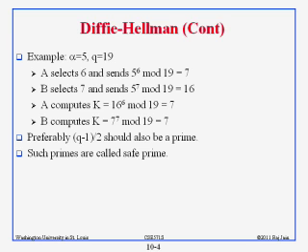Alright, it is preferable that Q be a prime such that (Q minus 1)/2 is also a prime. Such primes are called safe primes, and they are safer than other primes. So that's just a side note.